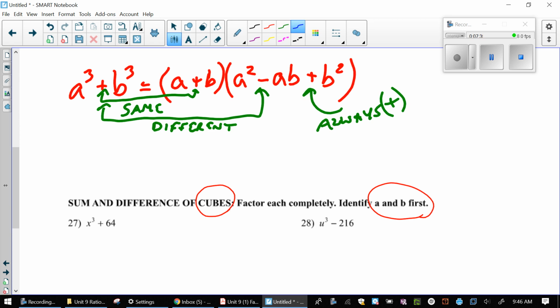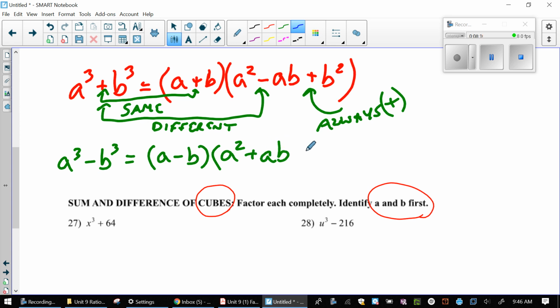Alright, so now if you think about this pattern, we can write the difference of cubes pattern. So difference of cubes, there's sum of cubes with a plus, difference of cubes looks like this. A cubed minus b cubed equals, start with our same pattern. Remember, same minus sign, a minus b. Now we do our trinomial. Start with a squared, still the same as above, but now these signs are going to be opposite. So I start with a minus, so that makes this a plus. Still ab, always a positive b squared.